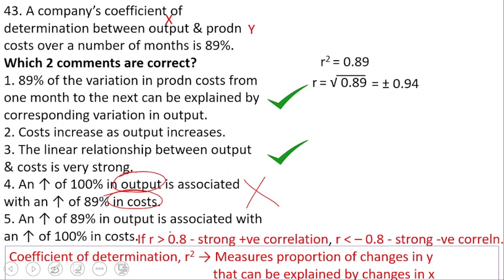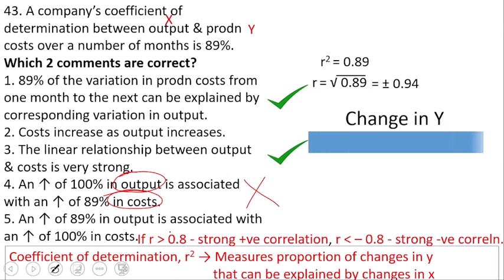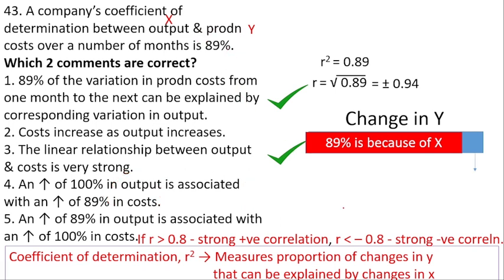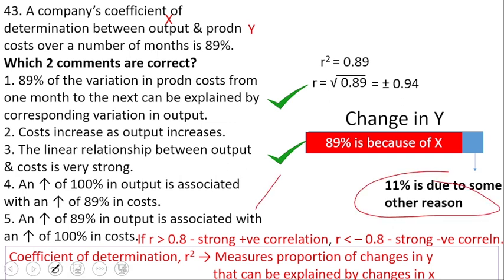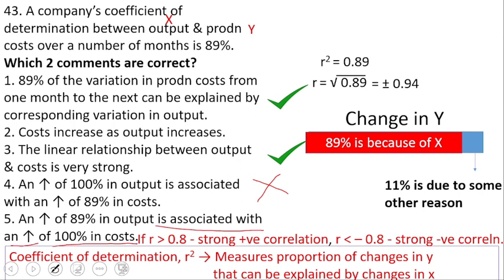Coefficient of determination shows that if the change in y is this much, then 89% is because of x, because coefficient of determination is 89%, and the balance 11% is due to some other reason. So comment 4 is not right. Now moving to comment 5, an increase of 89% in output is associated with an increase of 100% in cost.